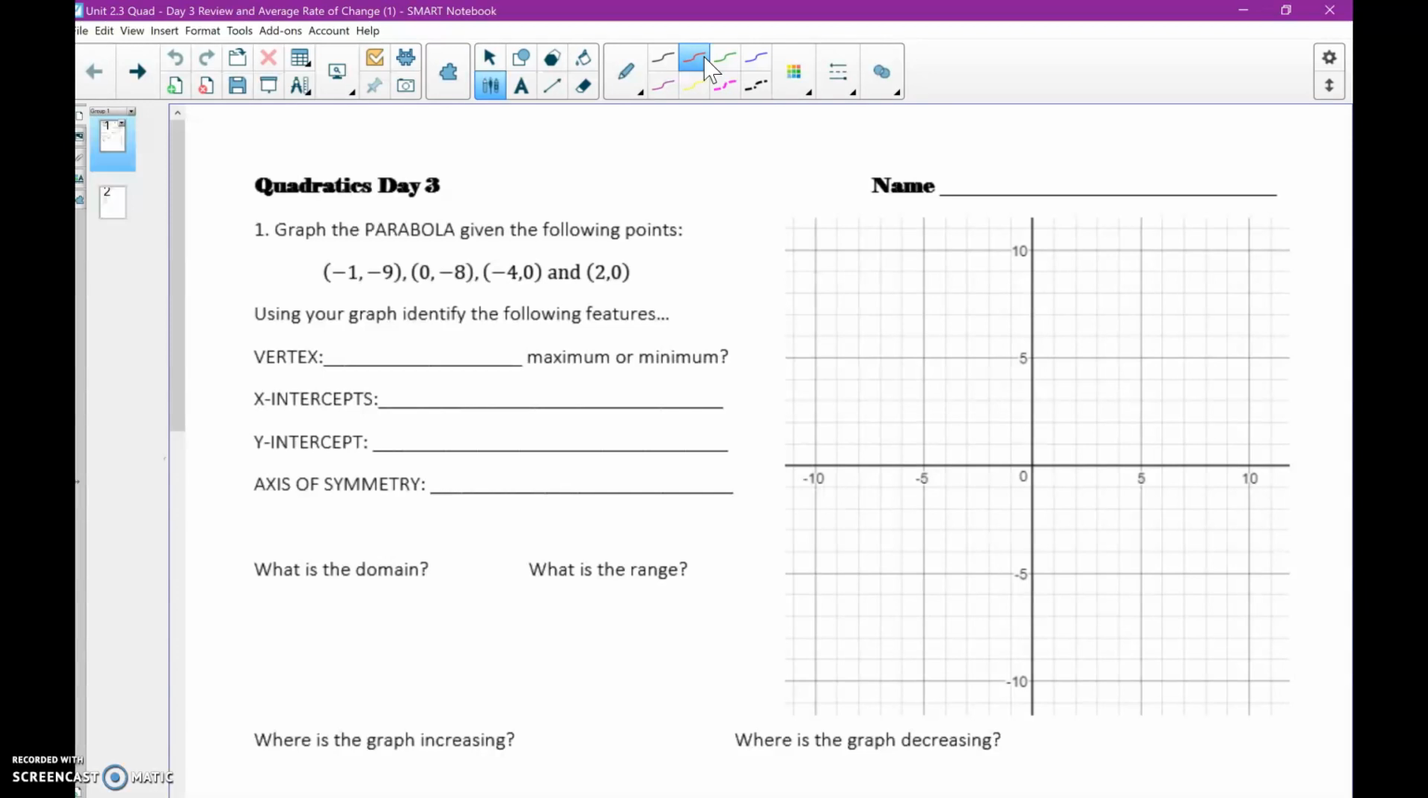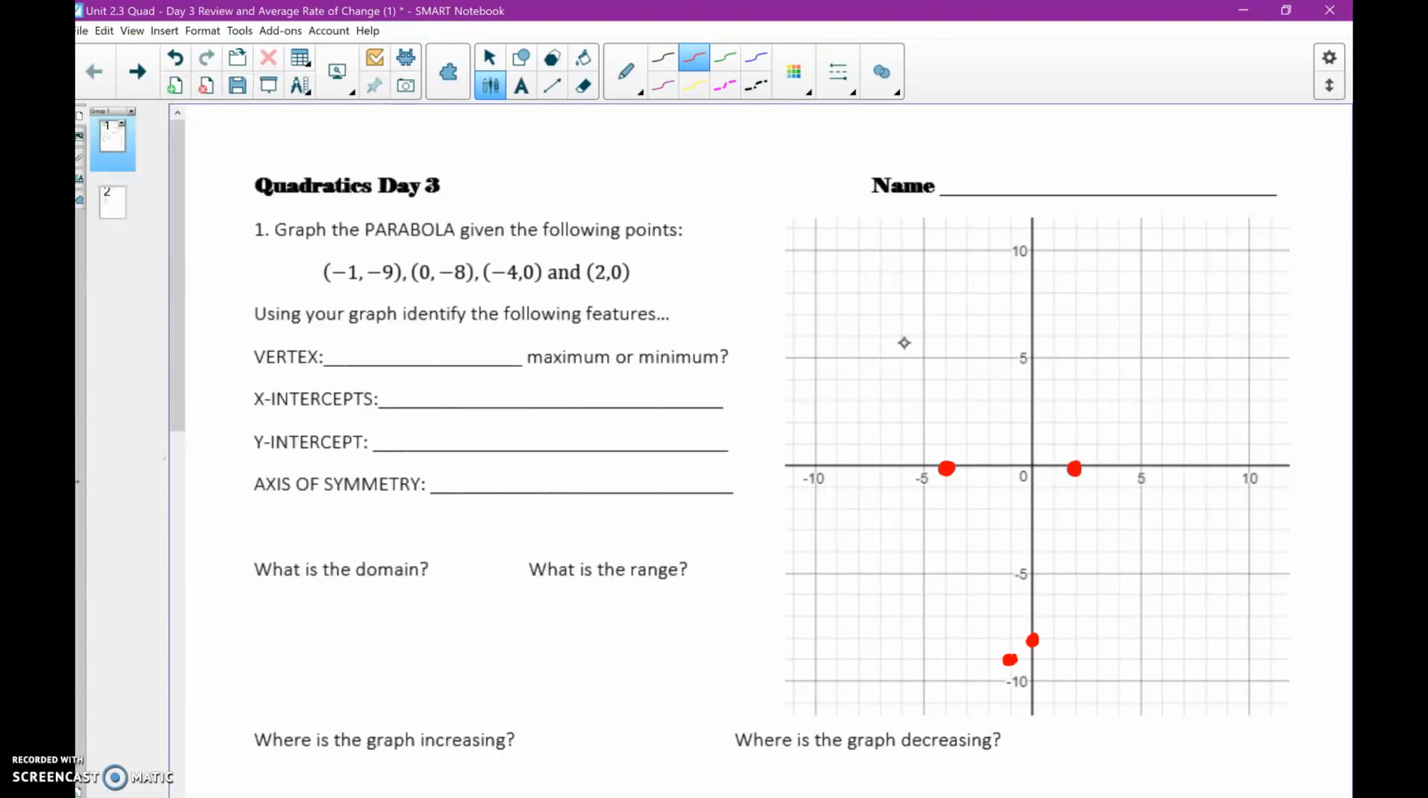So first one I'm going to do is this graphing one. Now 4 of these points are already given to us, so we're going to start by actually graphing those. So -1, -9 would be right there. 0, -8 is right there. -4, 0, and 2, 0.